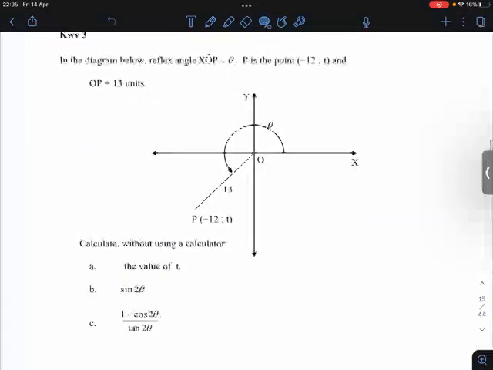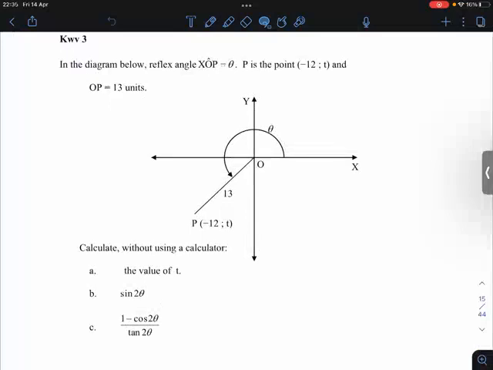Can you read that statement for us? Karabo, can you read that for us? In the diagram below, reflex angle XOP is equal to theta. P is the point (-12; t), and OP is equal to 13. Calculate without using a calculator. So what you want to do first is write this triangle, complete it.